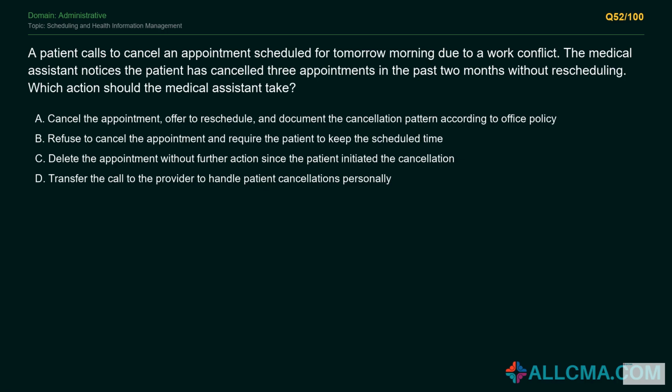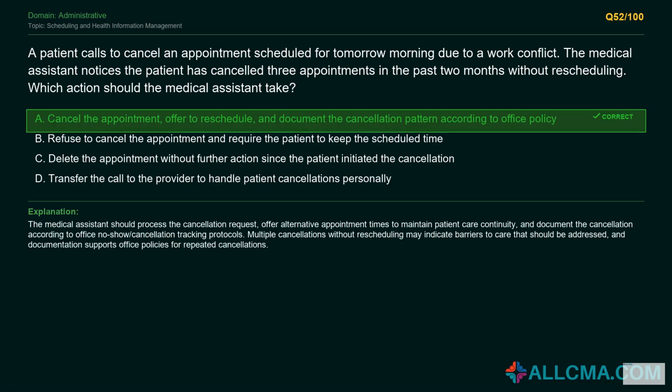Option A. Cancel the appointment, offer to reschedule, and document the cancellation pattern according to office policy. Option B. Refuse to cancel the appointment and require the patient to keep the scheduled time. Option C. Delete the appointment without further action since the patient initiated the cancellation. Option D. Transfer the call to the provider to handle patient cancellations personally. The correct answer is A.